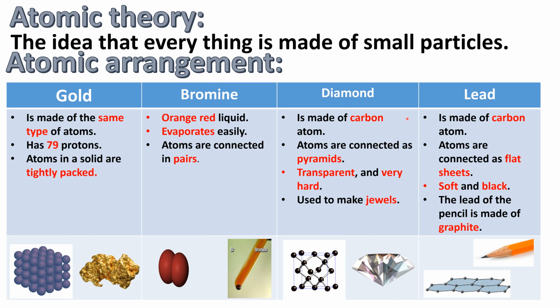Diamond and lead are both made of carbon atoms, but in diamond the atoms are connected as pyramids. When atoms are connected as flat sheets, they produce lead, and the lead of the pencil is made of graphite.